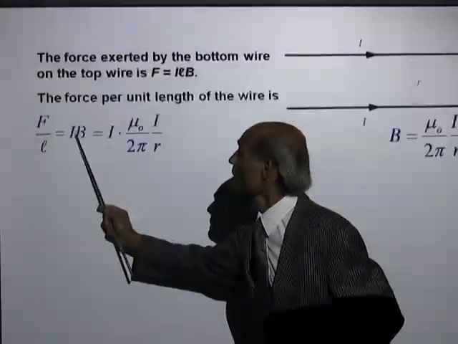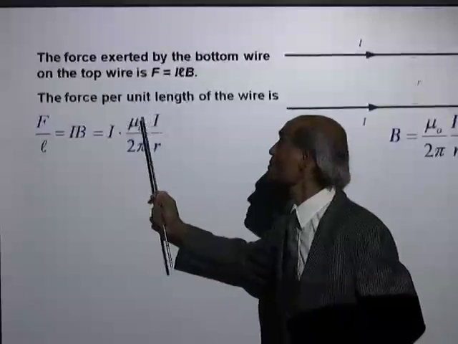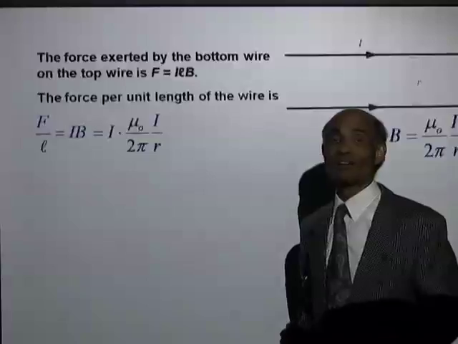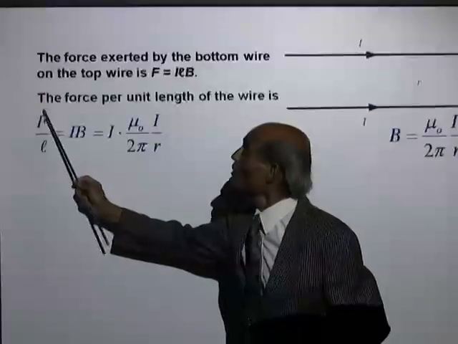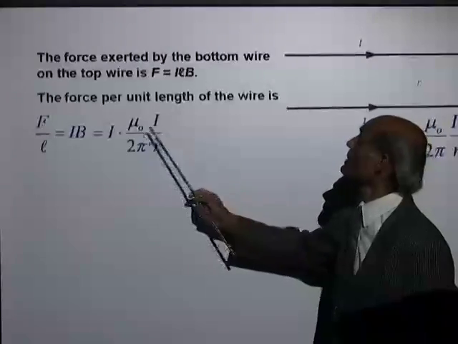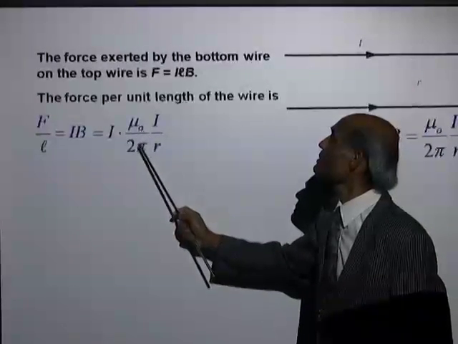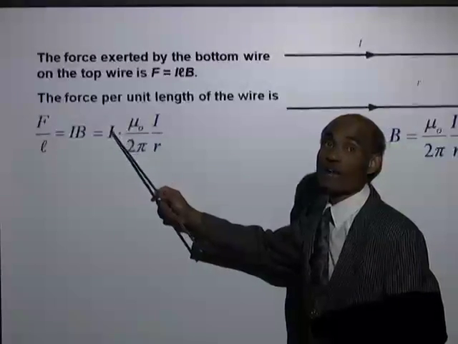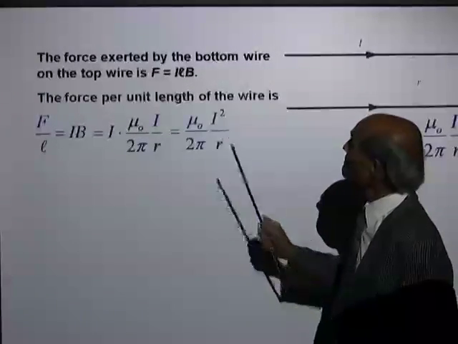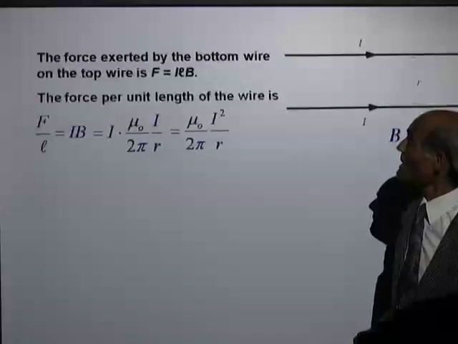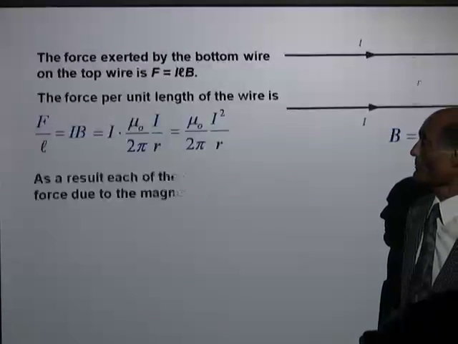And that will be, B we know is mu0 over 2 pi times I over R. Therefore, force per unit length of a wire in this case is I times mu0 over 2 pi times I over R, and I and I get multiplied. We can write mu0 over 2 pi times I squared over r.